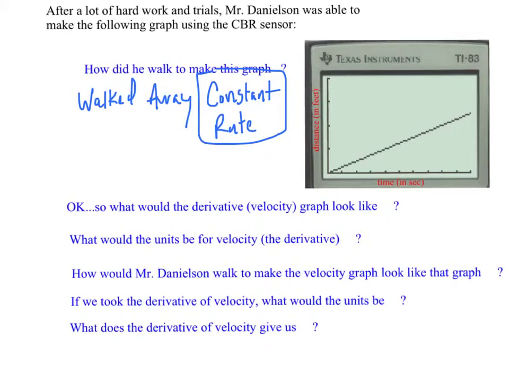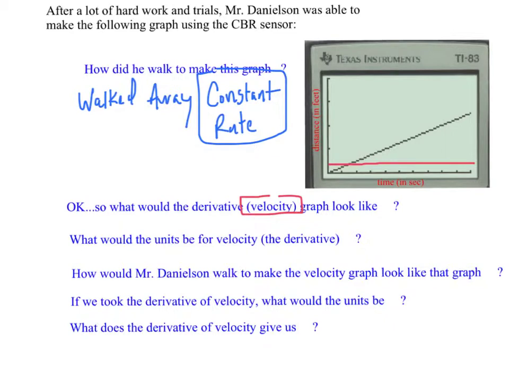So yesterday we talked about the fact that the derivative of position or distance is velocity, and what would that graph look like? Well, let me graph that in red right up here. Since this has a constant slope, it's just linear, it looks like it's about over 4, up 1, about 1/4. That means the derivative would just be a horizontal line at about 1/4.